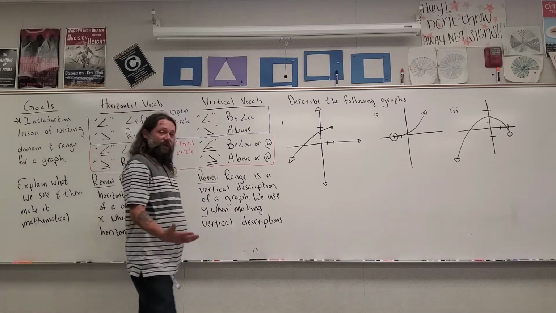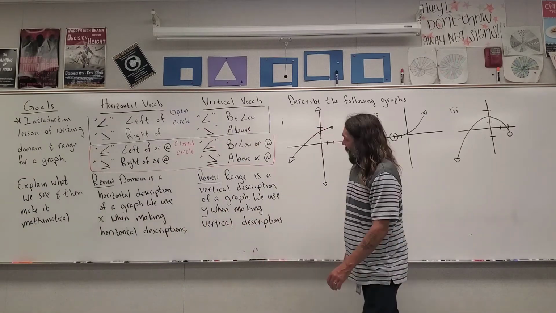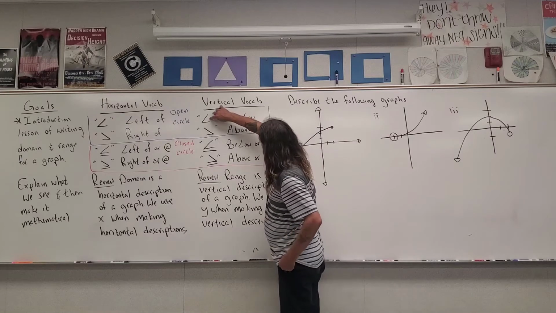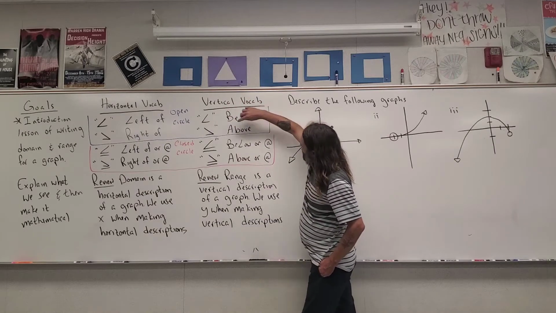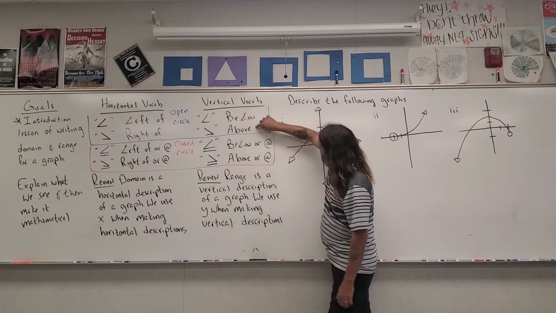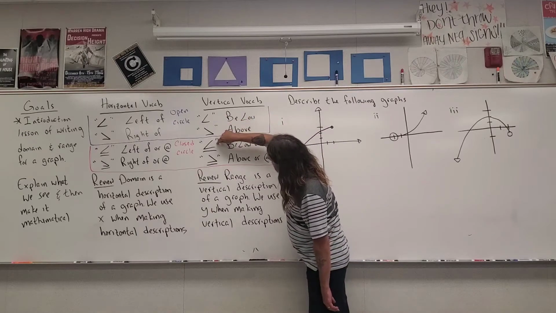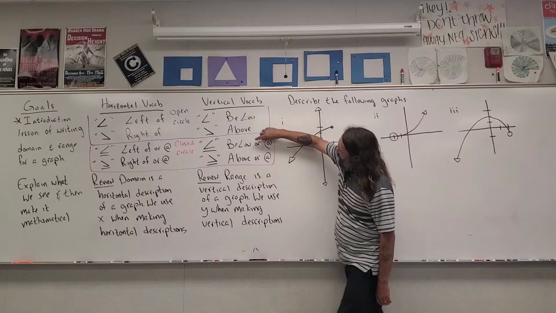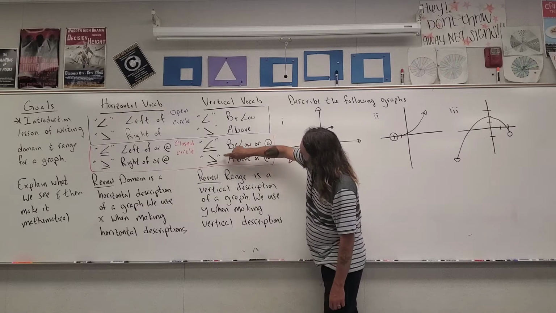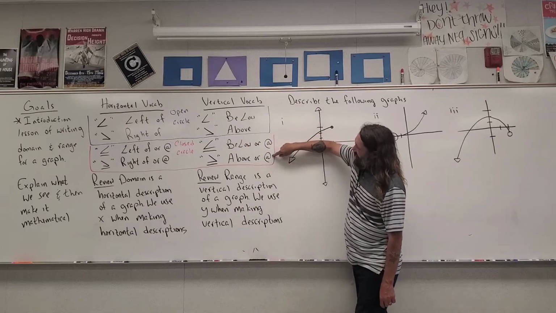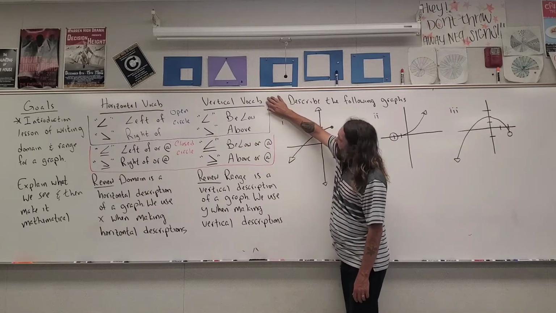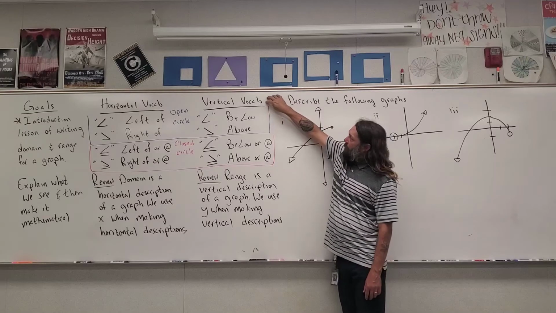Okay, let's talk about our vertical vocabulary. You call this less than, I call this below. You call this greater than, I call this above. You call this less than or equal to, I call this below or at. You call this greater than or equal to, I call that above or at. Again, this is our vertical vocabulary.